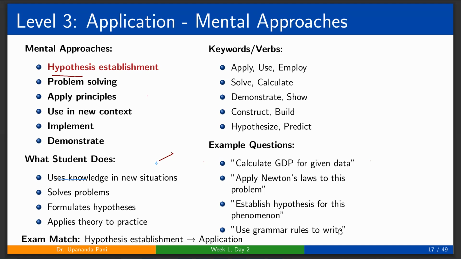Sometimes students face problems when they are not very sure, or they have not read, or they have not gone through levels 1 and 2 of the learning process. So if you ask level 3 questions, they face great difficulty. Then the exam has questions like: hypothesis establishment refers to what application, like this.